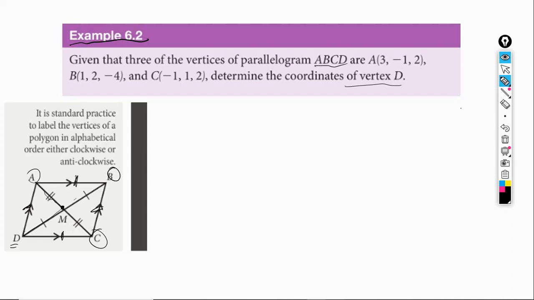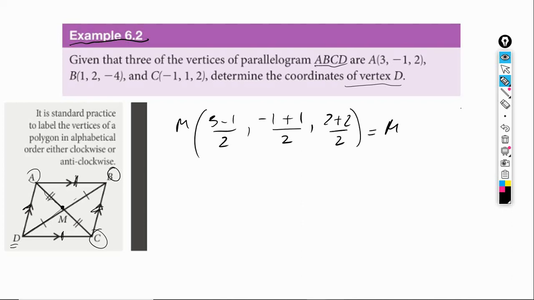So the midpoint would be between A and C. That means that the coordinates of the midpoint should equal the sum of, say, we're doing A and C, so this would be 3 minus 1 over 2. That would be the x coordinate. The y coordinate would be minus 1 plus 1 over 2. And the z coordinate should be 2 plus 2 over 2. That means that M, the midpoint, would be then 1, 0, 2.